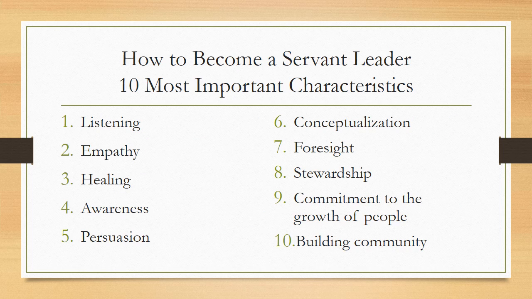There are 10 characteristics, and we'll go through each of these. But as listed, number 1 is listening. Number 2 is empathy. Number 3, healing. 4, awareness. 5, persuasion. 6, conceptualization. 7, foresight. 8 is stewardship. 9 is a commitment to the growth of people. And finally, 10, the building of community.